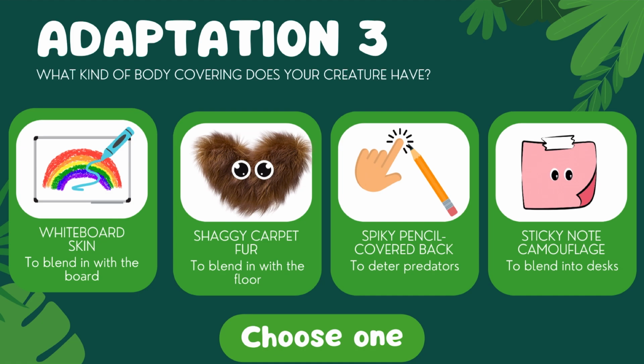Now, we spoke a little bit about camouflage at the start of today's lesson. I want you now to decide what kind of body covering your creature will have. Will you give it whiteboard skin to blend in with the board? Or sticky note camouflage to let it blend into the desks? Or shaggy carpet fur to help it blend in with the carpet on your floor? Or would you prefer to give it a spiky pencil-covered back to help it fight off predators? It's completely up to you. Pause the video here until everyone has made their decision. And remember, try not to choose the same thing as the person next to you.